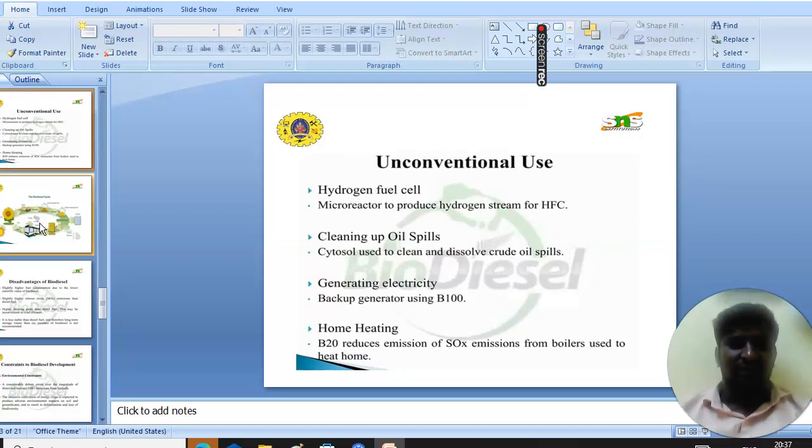Unconventional use: hydrogen fuel cell microreactor to produce hydrogen stream for HFC, cleaning up oil spills, biodiesel used to clean and dissolve crude oil spills, generating electricity, backup generators using B100, home heating, B20 to reduce SOx emission from boilers used to heat homes.